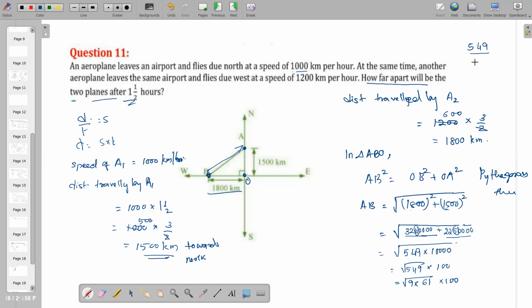We took 549 as 9 into something, because 9 is a square term, so it is divisible by 9. The other square term, 16, does not divide it, and it is also not divisible by 25, which is 5 square. So the square root of 9 is 3, and 3 into 100 gives 300 under root 61 kilometers. This is the answer.